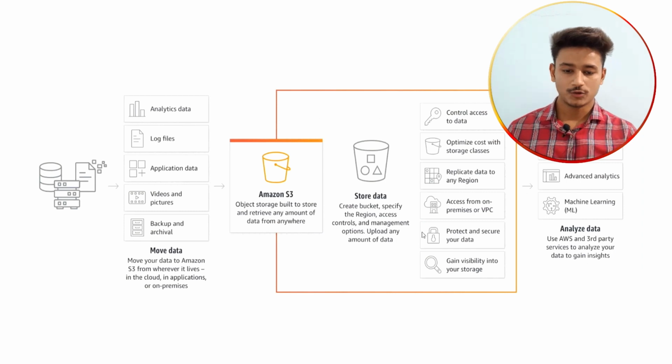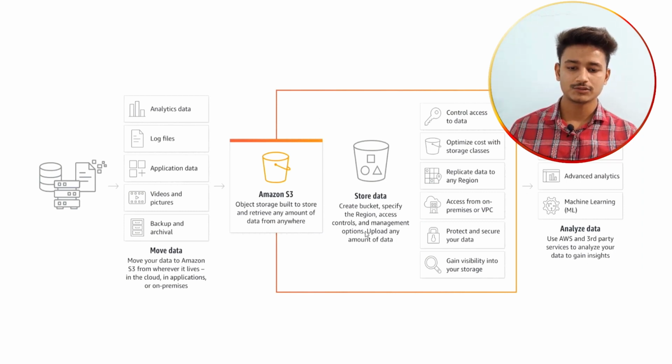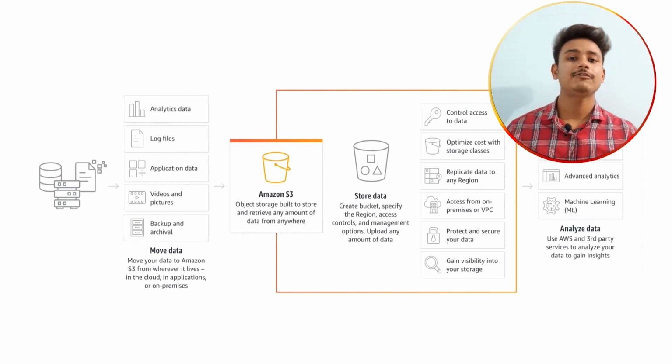Further, we have to create a bucket, specify the region, and set access control. These are the things we'll see in the UI part. The bucket itself has various features, and let me explain with the flow. The number one feature that it promises is control access to data. Now what does it mean?